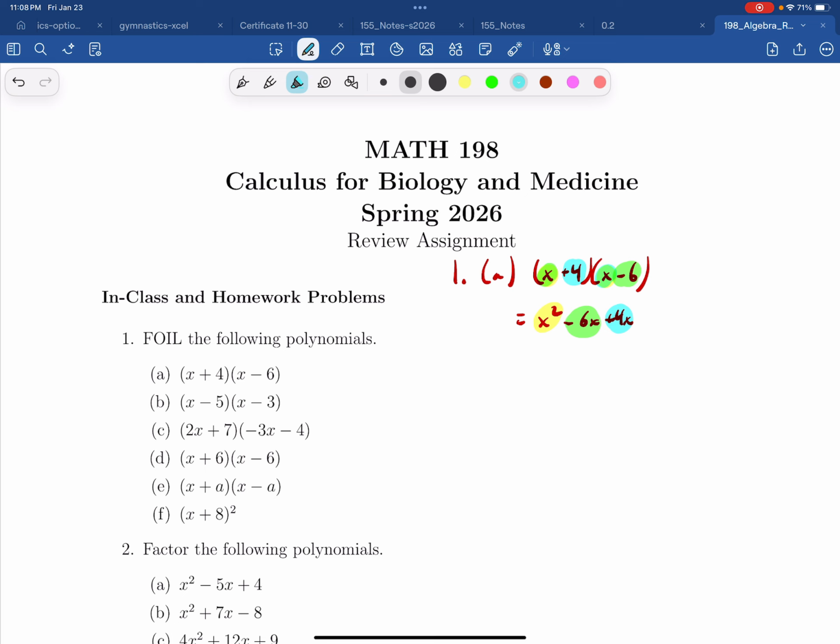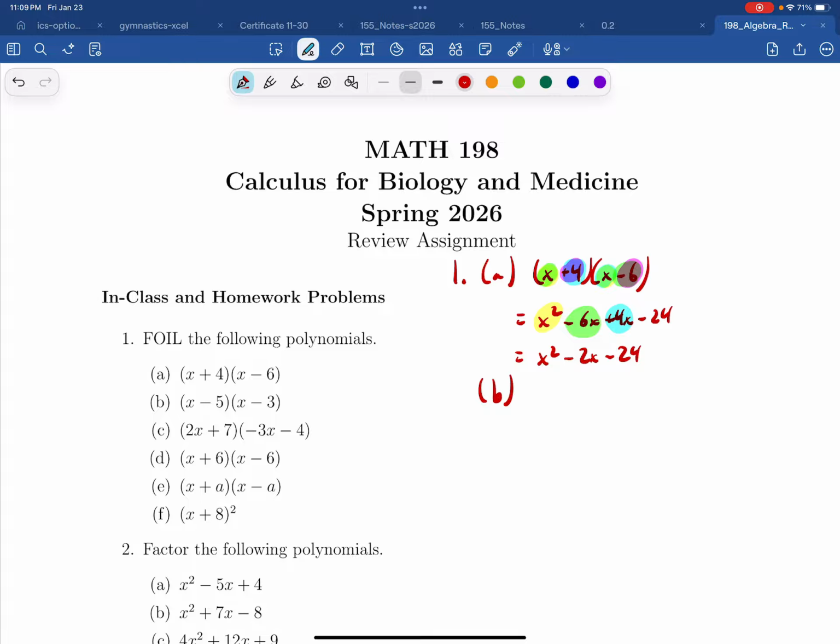And then the last would be the minus 6 times 4, right? It's going to be minus 24. And we just simplify that to be x squared minus 2x, because we combine the like terms, minus 24. Okay? So let's do parts B and C. I'll leave D, E, and F for you.